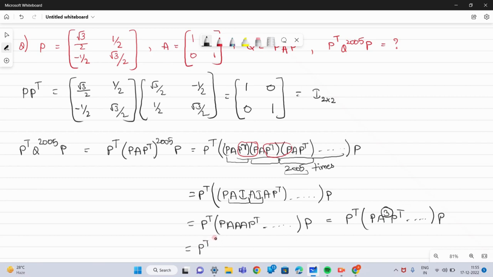So from that, we can write P transpose P A to the power 2005, P transpose into P. Now, again, P transpose P, the same thing, and this is also the same thing. So we can write it as I A to the power 2005 into I, which is nothing but A to the power 2005. This is the required answer to this question.